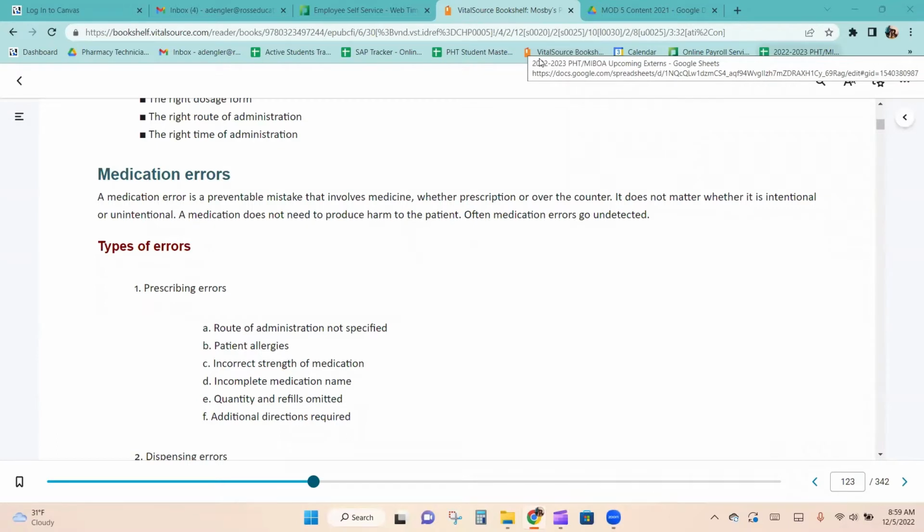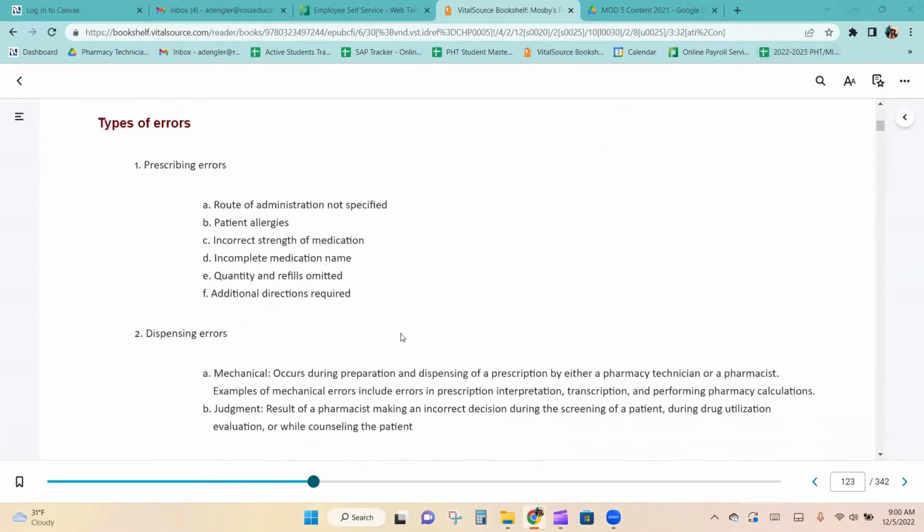A medication error is a preventable mistake that involves medicine, whether prescription or over the counter. It does not matter whether it is intentional or unintentional. A medication does not need to produce harm to the patient. Often medication errors go undetected. So we have types of errors.